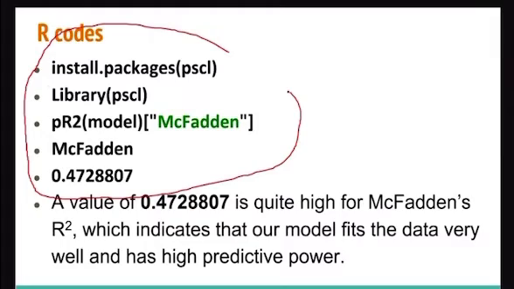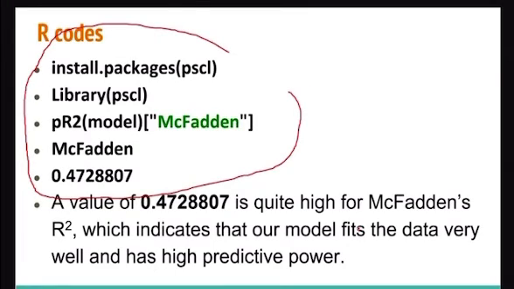Then you load it, then that is the code together. What do you have here? 0.4. And what do we say? For a model to have predictive power, it should be over 0.4. And this is giving us 0.47. That was why we said, okay, that indicates our model fits the data very well and has a high predictive power. Is there any question here?